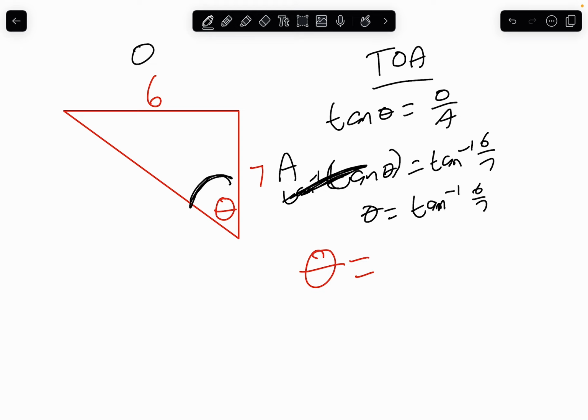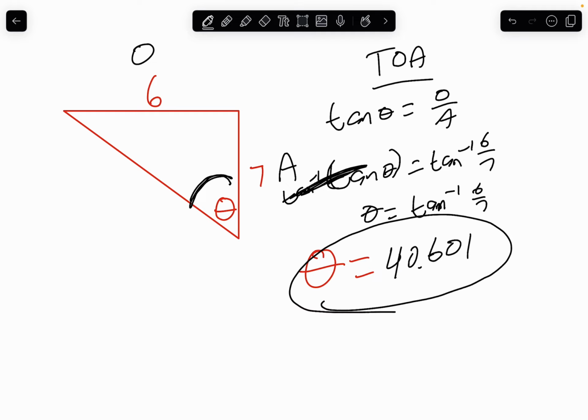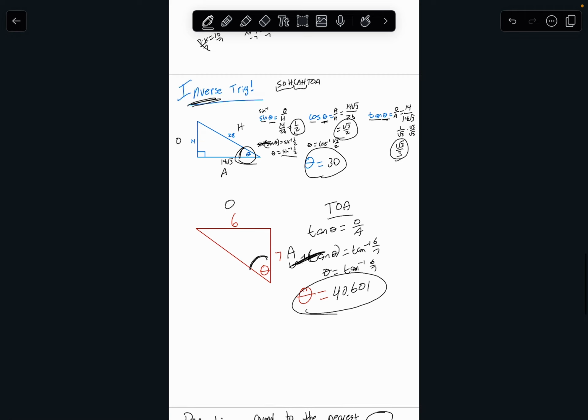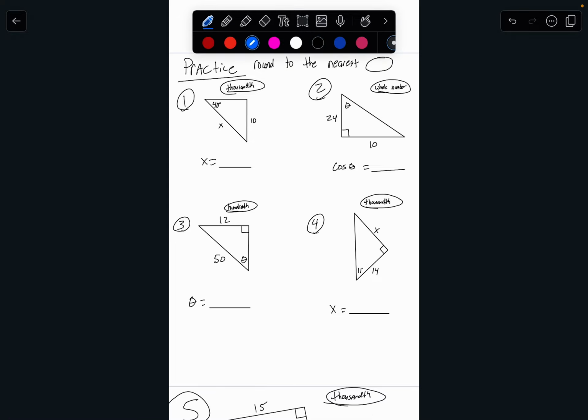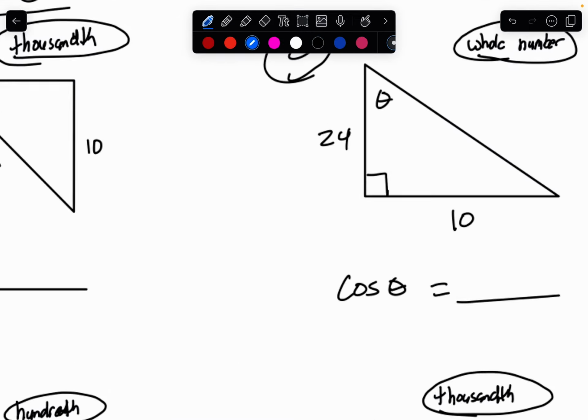We type that in. Inverse tangent of 6 over 7. And that is 40.601. Default rounding is to the nearest thousandths unless you're told otherwise. Perfect. All right, and here's some mixed practice of everything we've done today. I'm going to go pretty fast through this, but this is a little bit of everything right here.